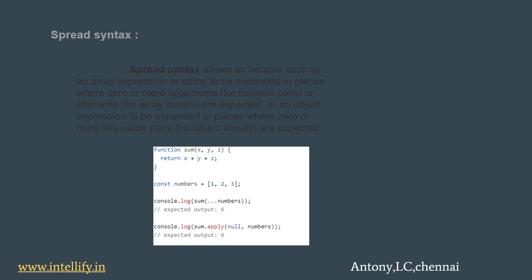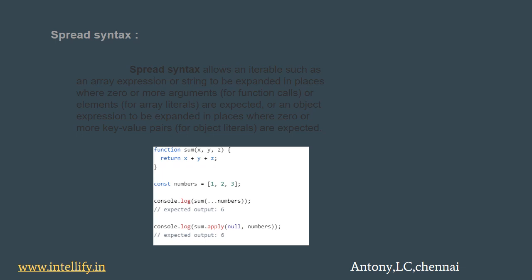So let's start with the most basic thing about the spread syntax. The spread syntax is just the three dots. It can be used on iterables like an array or a string. It expands an iterable to its individual elements. It can provide a function call with an array or any other iterable where 0 or more arguments are expected. Spread syntax also allows an object expression to be expanded in places where 0 or more key-value pairs are expected.